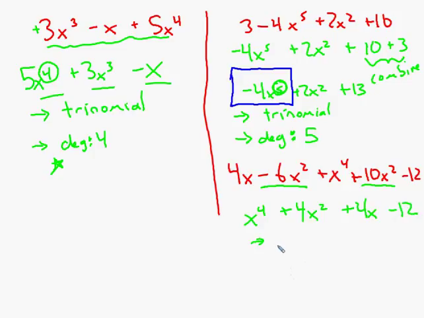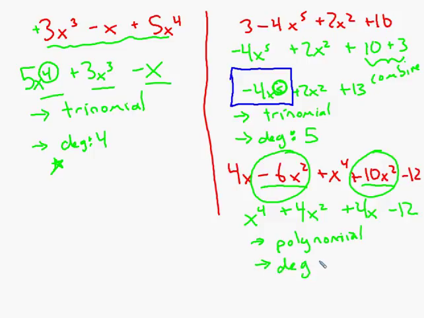So this is not a trinomial. I have 4 terms, so this is a polynomial. I combined it. This plus this, so negative 6 plus 10 is 4. So I got 4x squared. So it has 4 terms. And the degree is 4. Why? Because my highest power of x is 4. Any questions on classification or simplifying these?